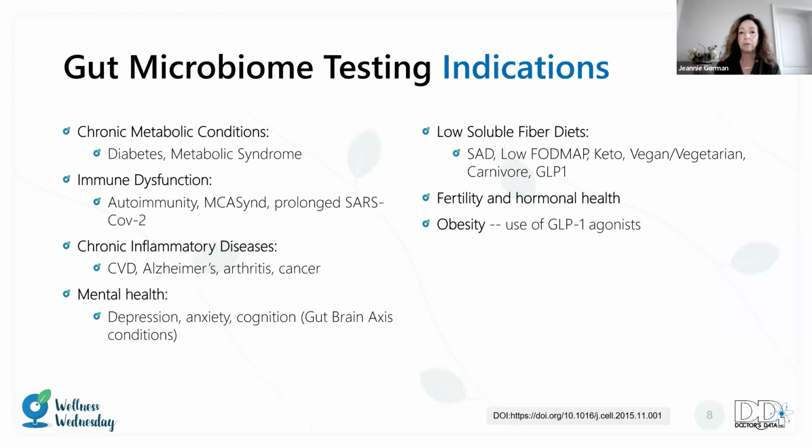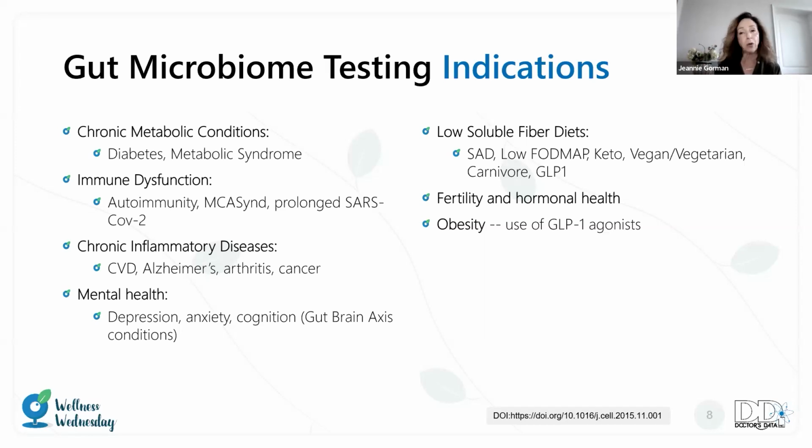In any gut microbiome testing, there would be obviously indications. So any patient that you encounter with chronic metabolic conditions like diabetes or metabolic syndrome, any immune dysfunctions, any chronic inflammatory diseases, mental health issues, and any longer-term low soluble fiber diets would be a great candidate for gut testing. Say, for instance, the standard American diet, the low FODMAP diet, the keto, the vegetarian, carnivore, etc. So these are all reasons for you to use stool testing for your patients because of the interaction between these diagnoses and the root cause of gut imbalance.